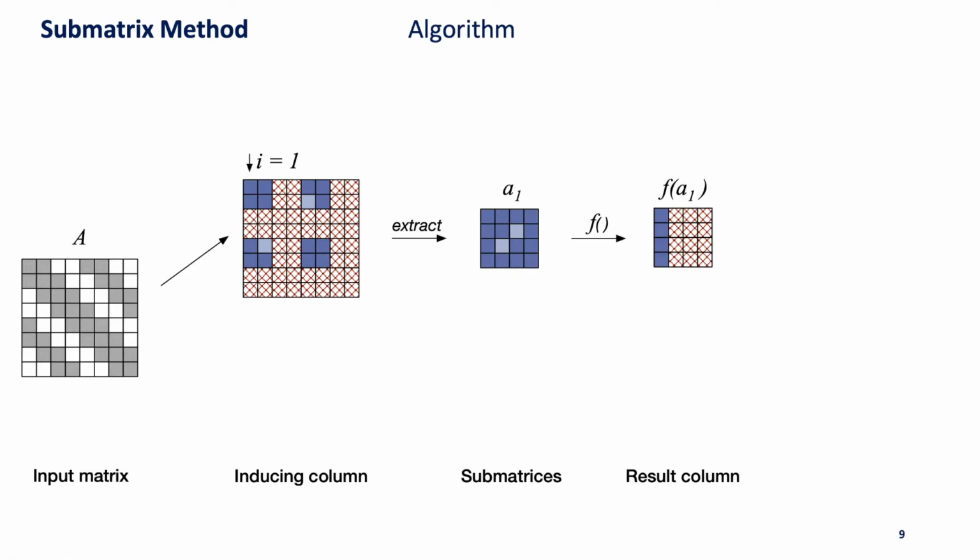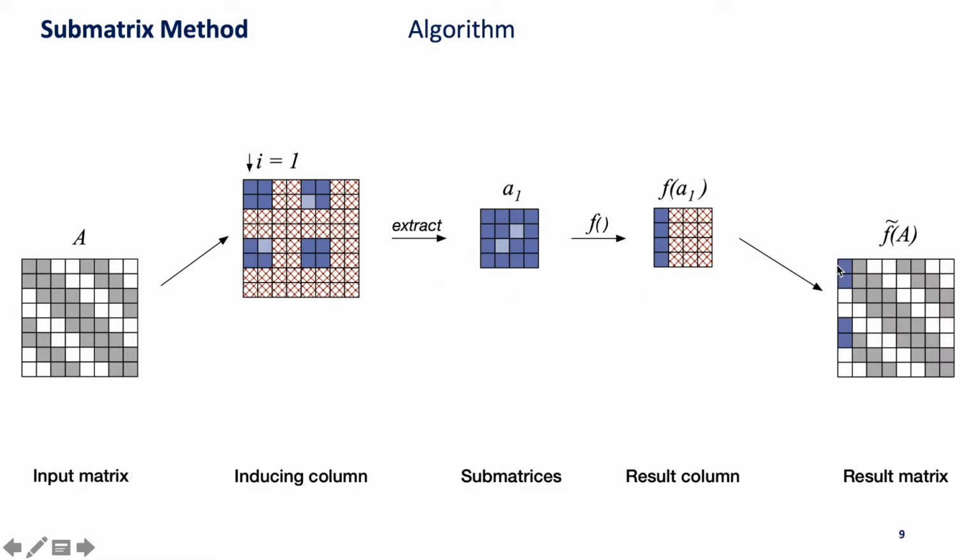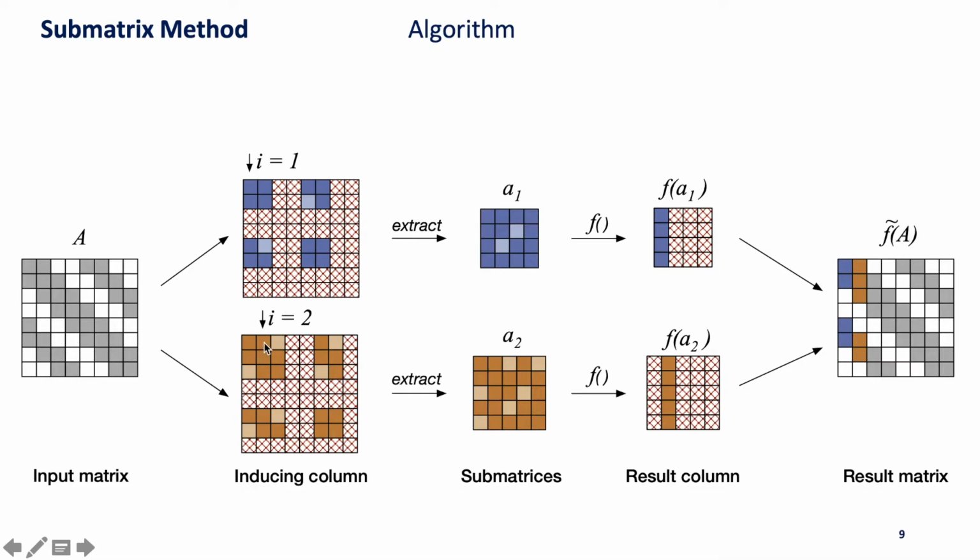Then we perform our function of interest here and use the first column, so the one that corresponded to the inducing column here, as a result for the approximate end result. And we do the same, of course, for the second column. We see here that we get a slightly bigger submatrix in this case. Then we continue this for all the n columns.